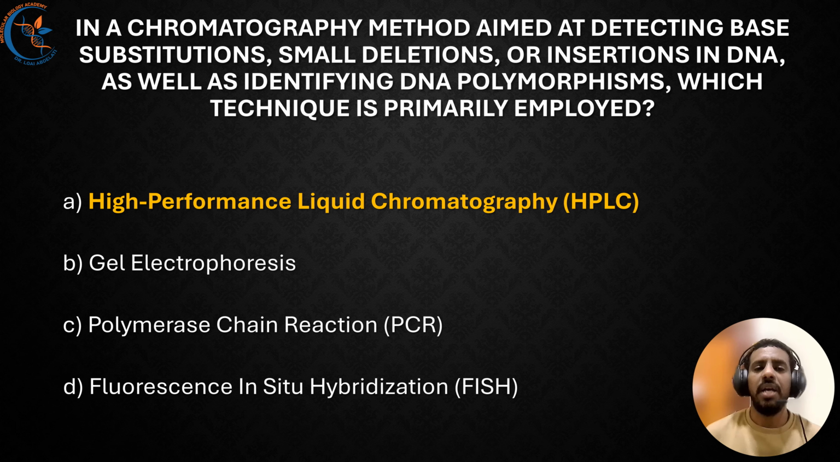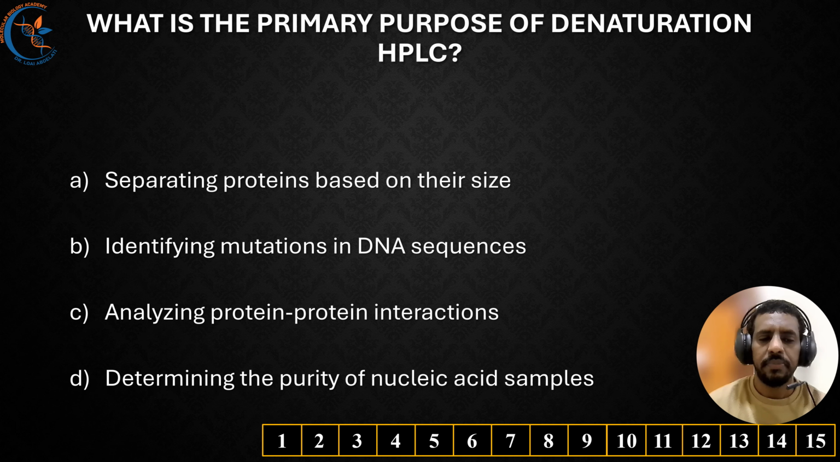Actually, high performance liquid chromatography is commonly used for detecting base substitution, small deletion, and insertion in DNA, as well as identifying DNA polymorphism. It works by separating DNA fragments based on their sequence-dependent difference in retention time, making it an effective method for mutation and polymorphism analysis. All right, let's move on.